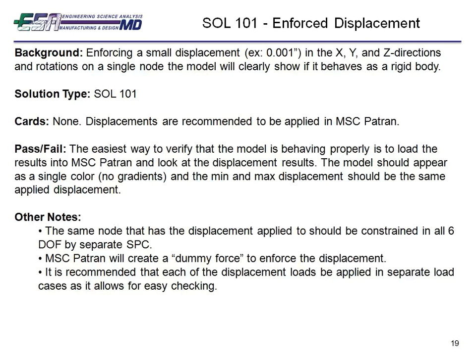So for example, if you apply a displacement of 1/1000th of an inch, your entire model should be moving 1/1000th of an inch. So you want to apply this displacement at the same node as a fixed displacement. So you want to constrain all 6 degrees of freedom on a node, and then you want to apply a separate displacement where you apply the displacement in just the X direction, for example.